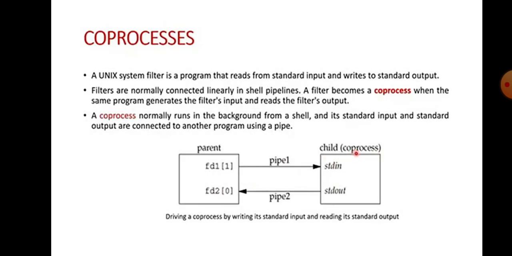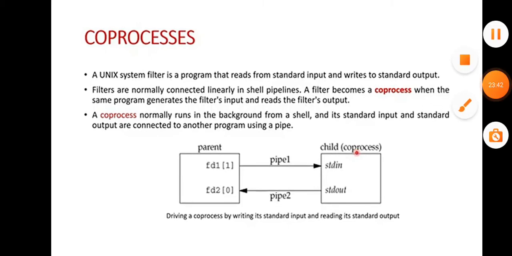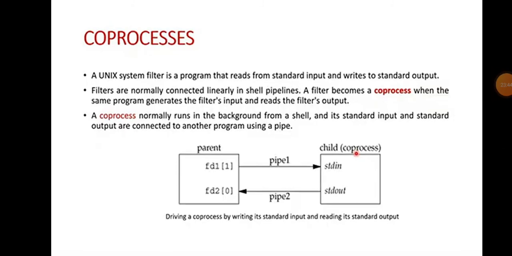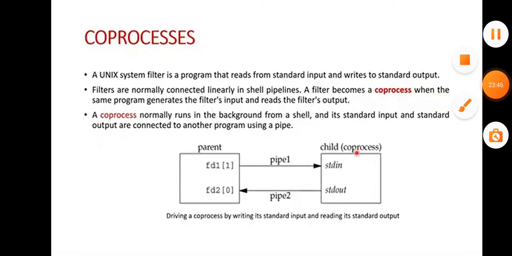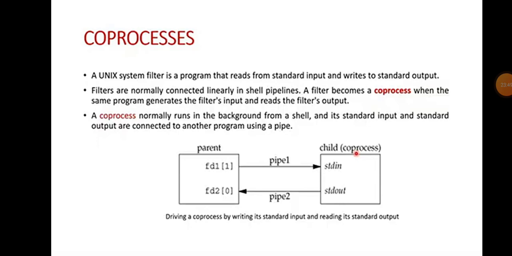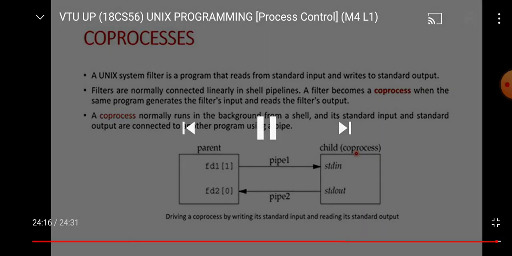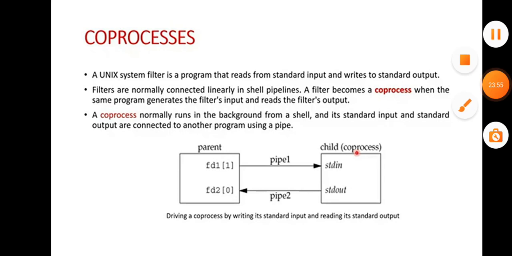So this is about coprocesses. In today's session we have seen the introduction to interprocess communication and the various techniques involved in it. Then we saw the pipe function and the limitations of pipe. Then we saw the popen and pclose functions, and finally we ended the session with the concept of coprocesses.